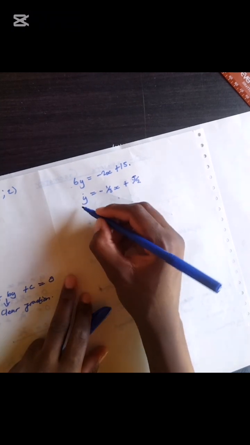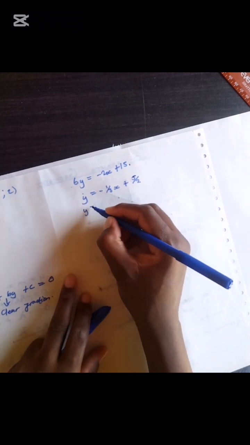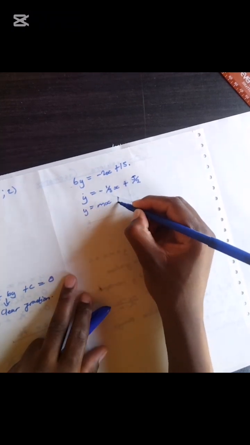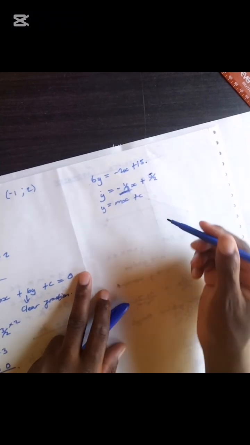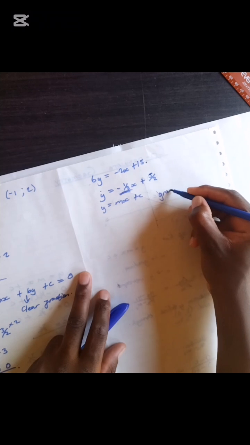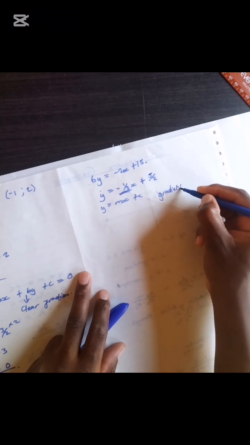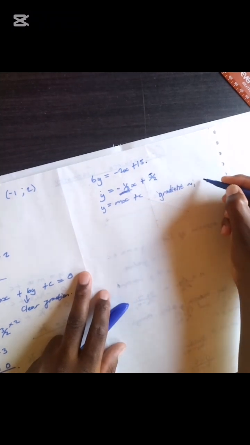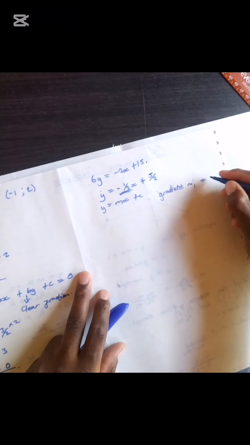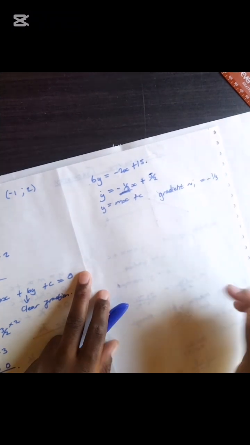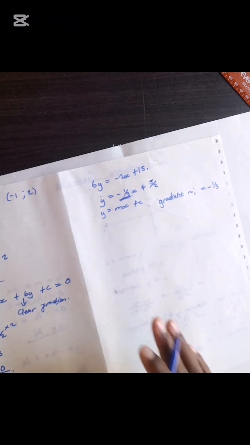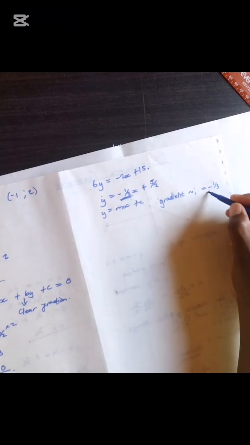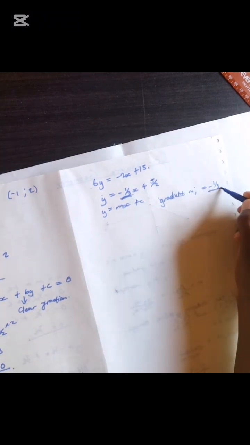Right. So we know that the equation of a line is y is equal to mx plus c. So now we know that this is the gradient. So our gradient m for that line is negative 1 over 3. So since line L is parallel to the line with that equation, it also means that the gradient for line L is negative 1 over 3.